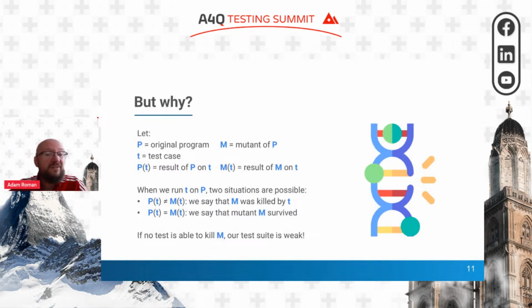But if no test detects it, so for all the tests we have, this result is equal to P(T), then no test detects the problem, right? Because the expected outputs are exactly the same as the real outputs. If this situation occurs, it means that our test suite is weak, because we have no tests that could detect this potential defect in the code.